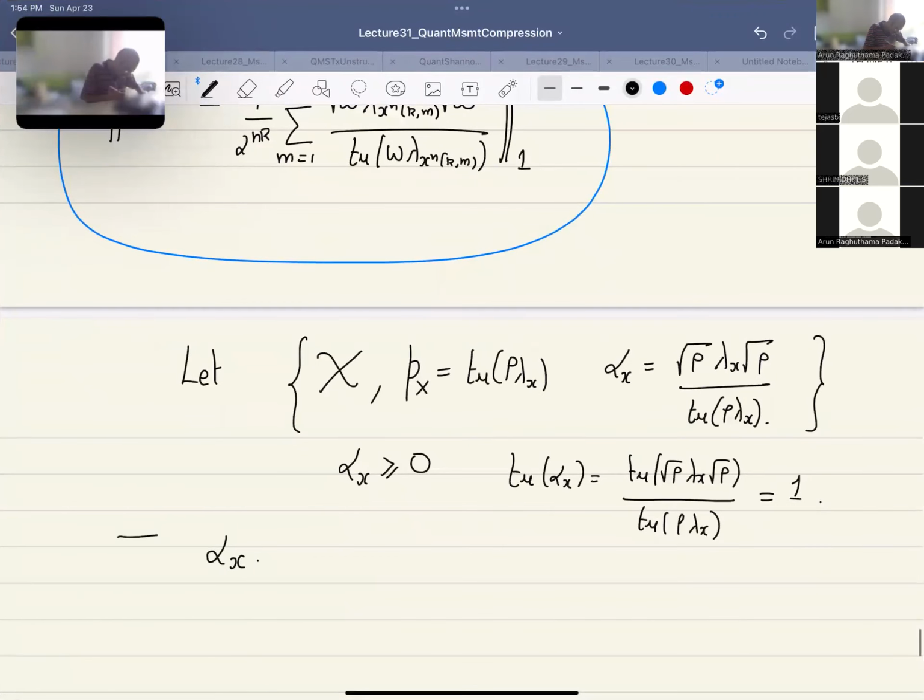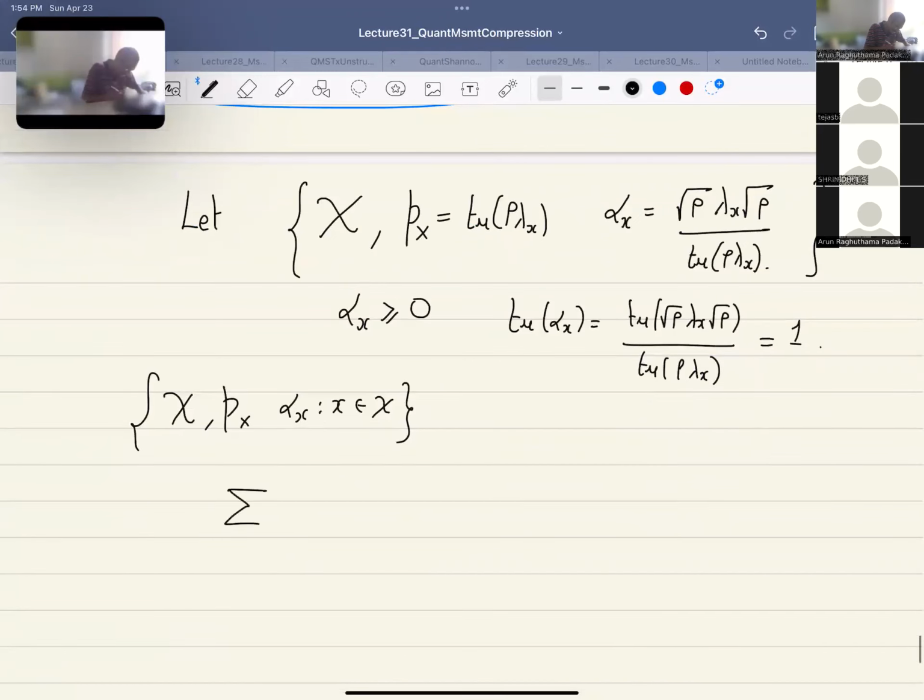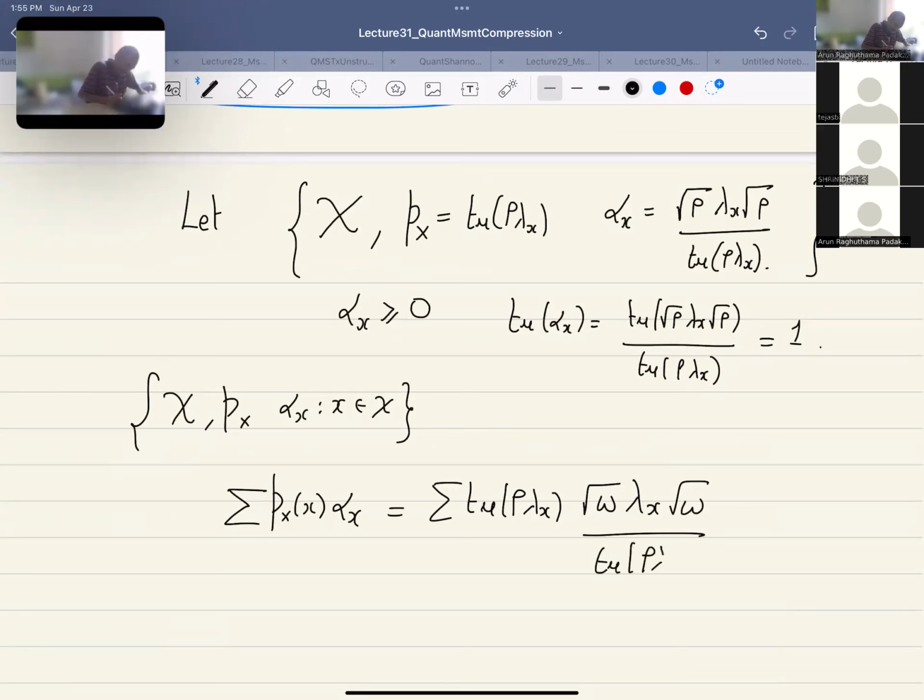What is the average state? Summation over x belonging to X of px alpha x. What is this? Trace rho lambda x root rho lambda x root rho by trace rho lambda x. Sorry, this is summation root rho lambda x root rho. What is this?